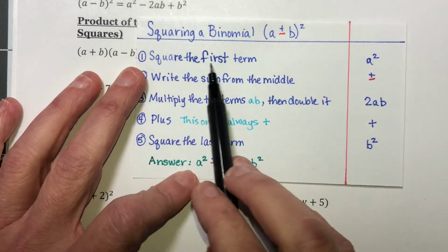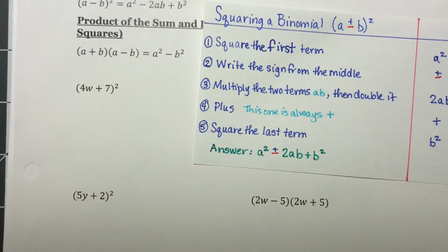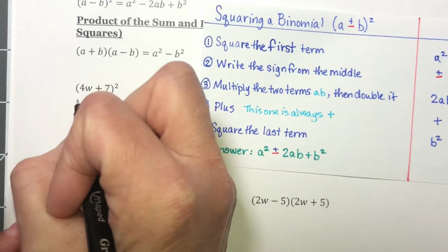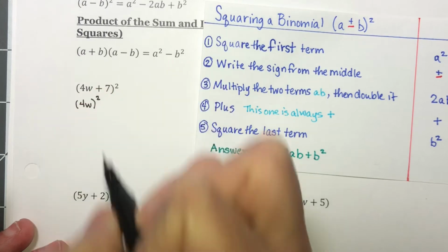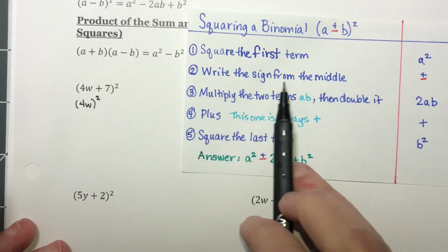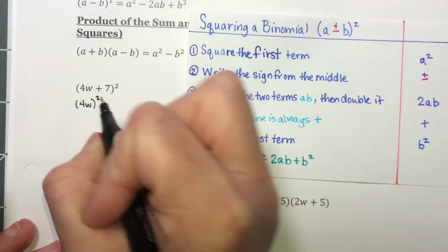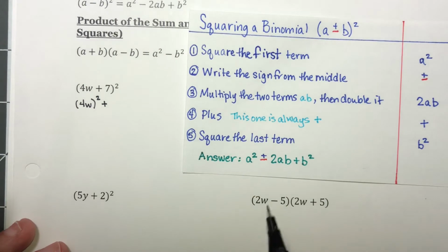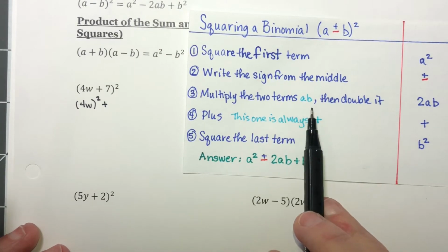Okay, the first thing we do is we square the first term. So that means we are going to take, I'm going to write out every step here, 4w, and square the whole thing. Okay. We're going to write down the sign from the middle. This is a plus sign, so this is a plus sign. Okay. Multiply the two terms together.